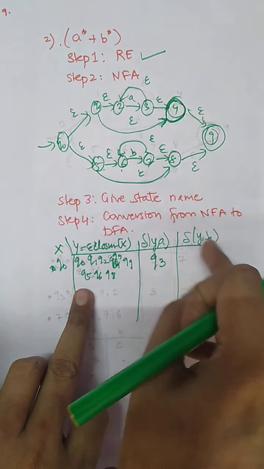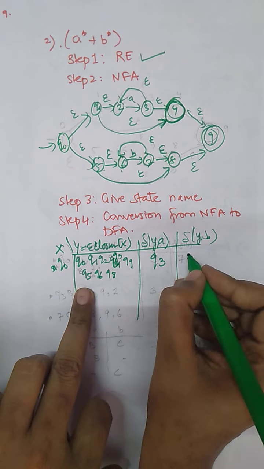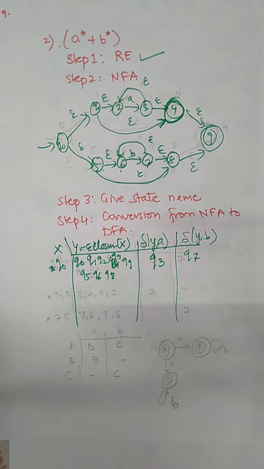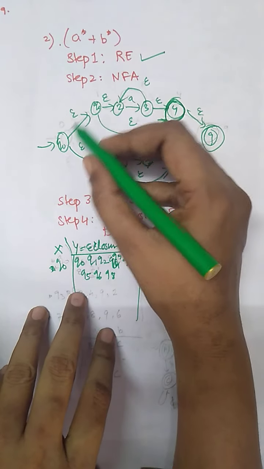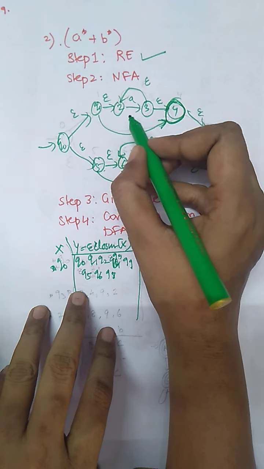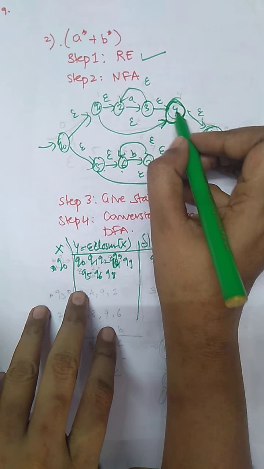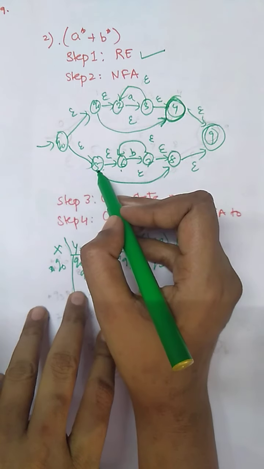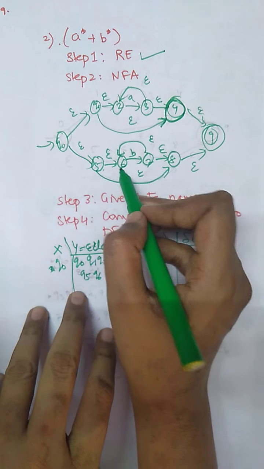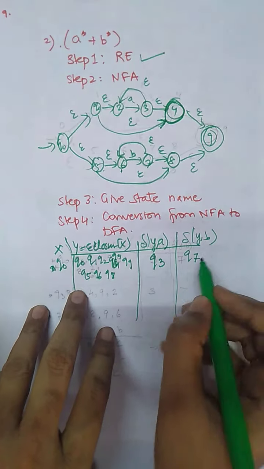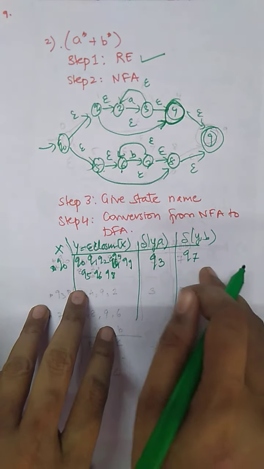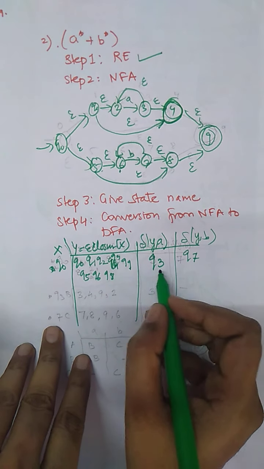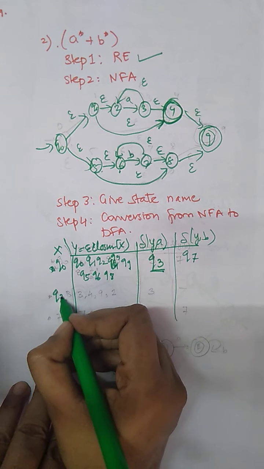Now this is Y again on B. So Y on B we will check, and we found that it is going to Q7. How is it going to Q7? Q0 on B nothing, Q1 on B nothing, then Q4 on B nothing. Q9 on B nothing, Q5 on B nothing, Q6 on B is going to Q7. So that's why we are having Q7 here. Then Q8 on B nothing. Then this is a reachable state that we have to consider here.